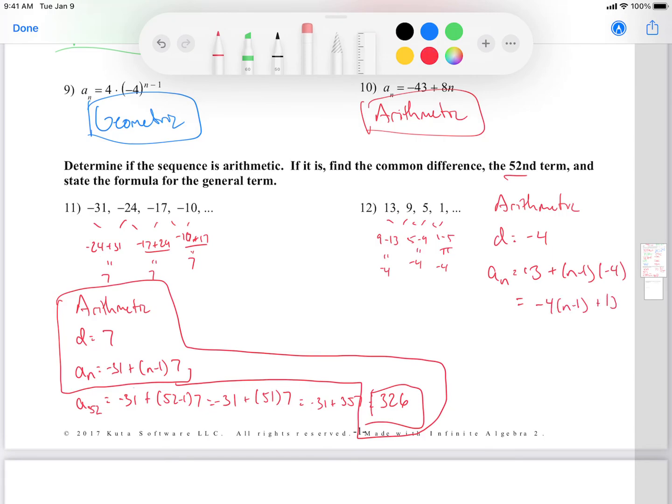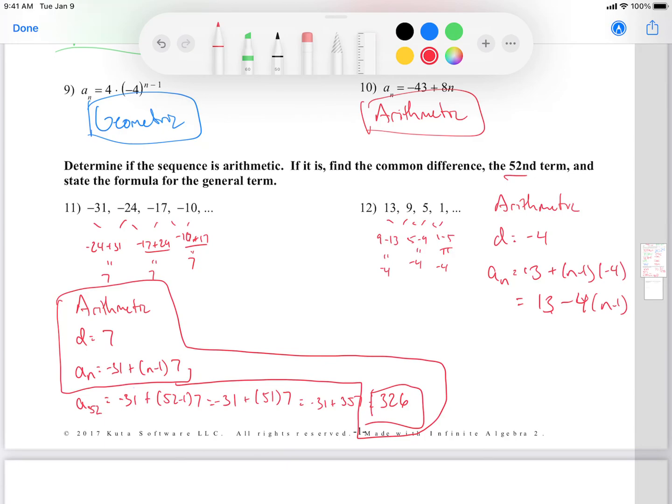Actually, no, we're not going to write it the other way. I'm sorry, I feel like that's just a little too confusing. What just happened to my display here? Okay, there we go. We could just write this as 13 minus 4 times n minus 1. Either one of those two will work.